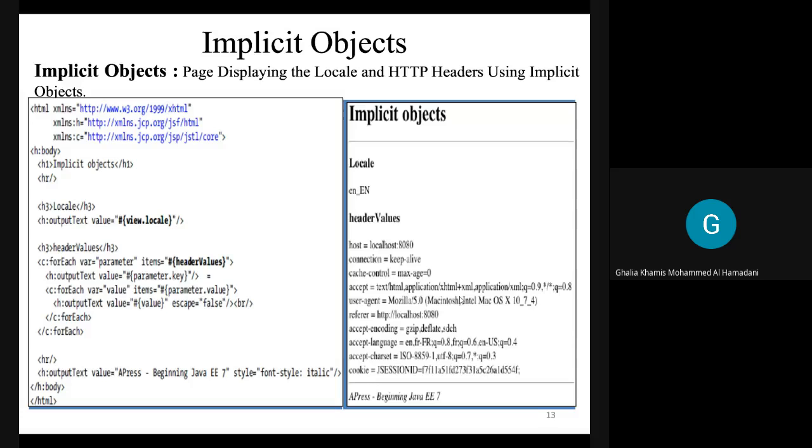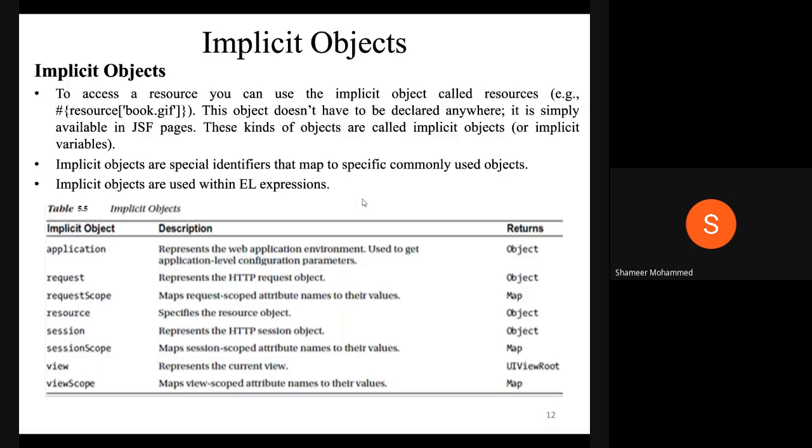English, yes, English. No, you are telling English, but I want to know which language they are using in the server. Maybe English US edition, maybe English Britain edition, maybe English African edition. So that is what I want to print. How can I print? Using this implicit object, view.locale. It will print this one. I am using English. This is the use of the implicit object.